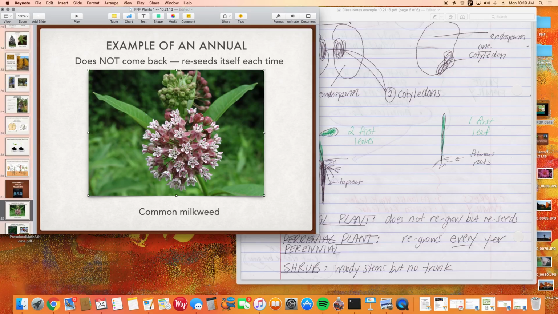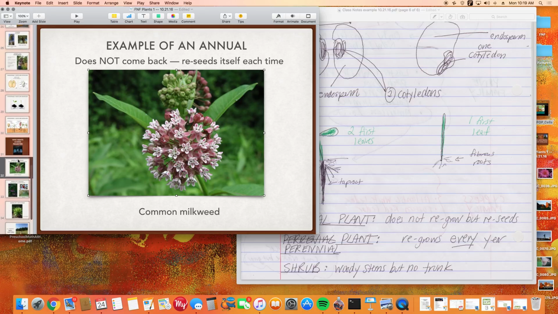Okay, so here's an example of an annual. It doesn't come back, so this milkweed plant is just going to die. And I passed out those milkweed seeds, so that'll make more seeds, right? Remember, I brought the milkweed pod in, passed that around, and we saw that.